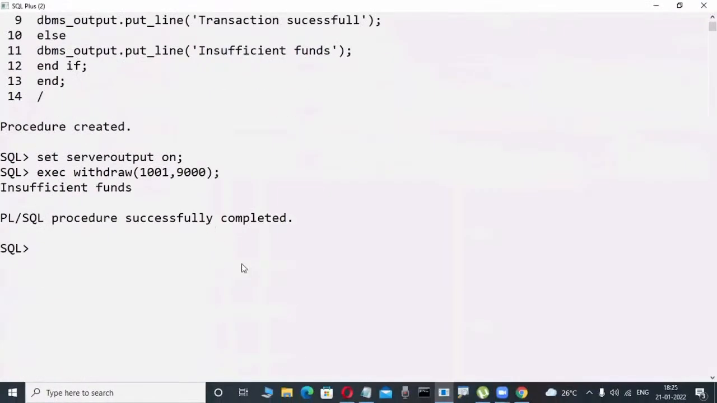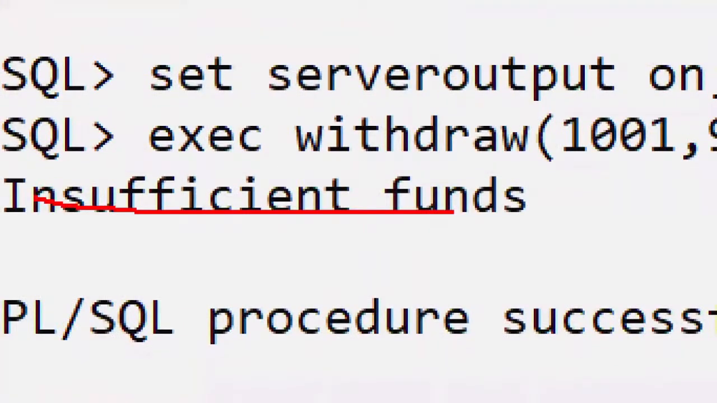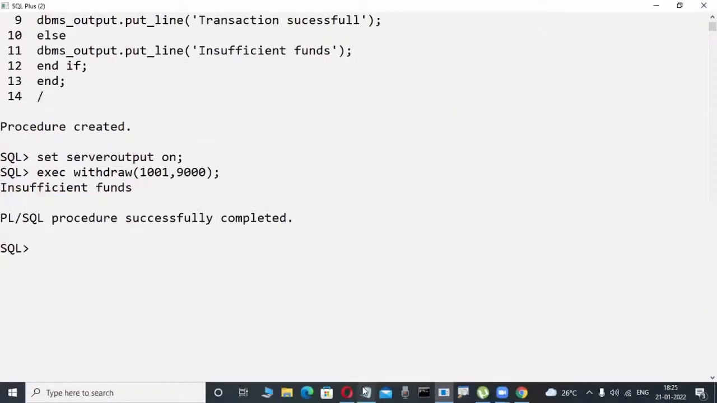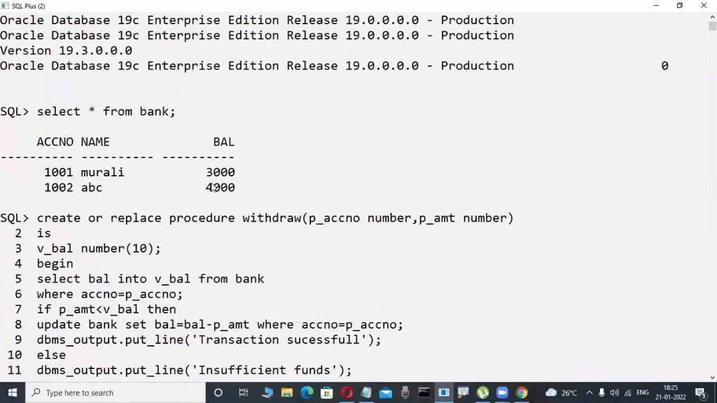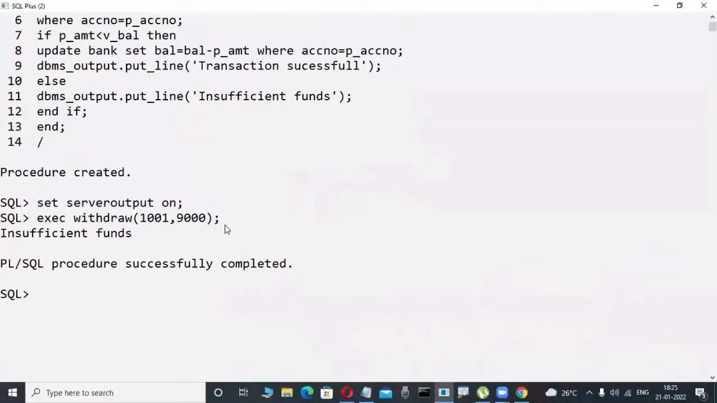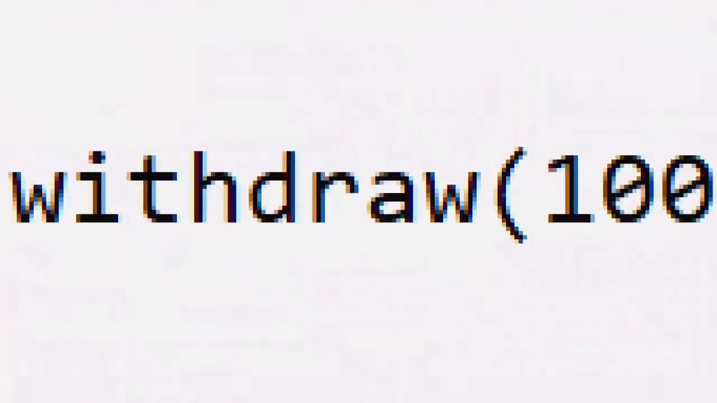Now, suppose here, for example, logically observe. Maybe insufficient funds is the message. It will be displayed or not. Yes. Suppose here, now check it out. Another case: OTP validation, all those things are the same. And now here, check it out. For example, in this case, my balance is 3,000. Now I try to withdraw 2,000 rupees, for example. Now 1001 is my account number. I try to execute withdraw again.